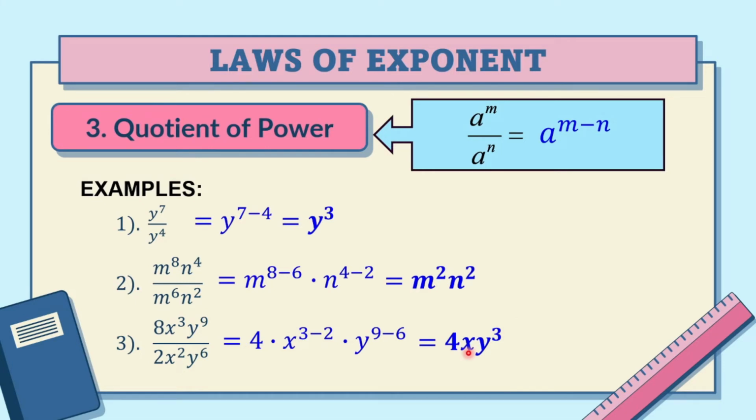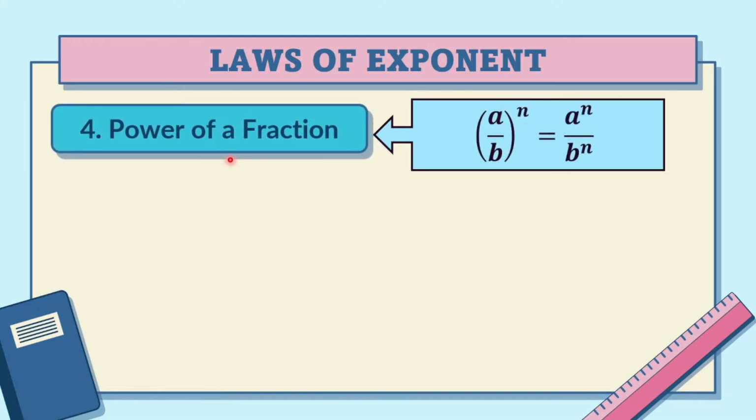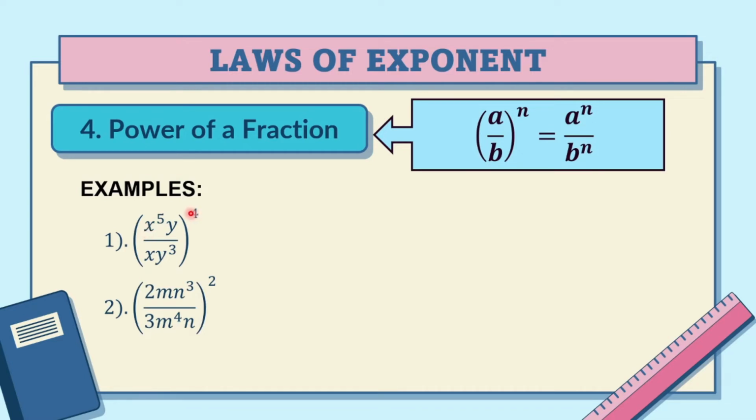Next, proceed tayo sa number 4 na laws of exponent, which is the power of a fraction. So, anong ibig sabihin naman ito? Okay, so we have the quantity a divided by b raised to n. Ang gagawin is i-distribute yung given exponent sa numerator and denominator. Okay? So, give an example. We have x raised to 5 y divided by x y cubed, raised to the quantity 4.